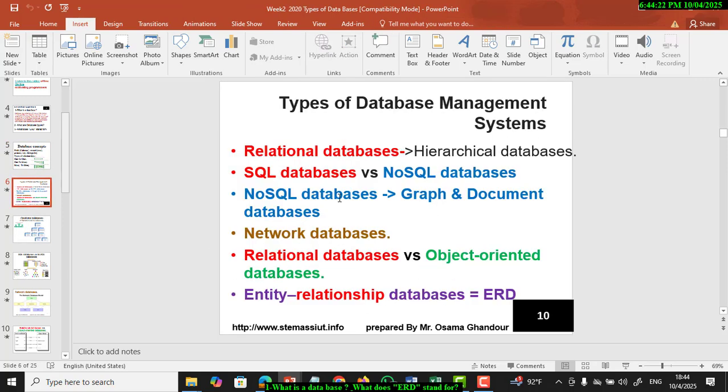So now we have the types of database management systems. We have relational databases, hierarchical databases. We have SQL databases and non-SQL databases. We have non-SQL databases, for example graph and document databases. Folders contain documents and so on, files, different types of files. Graph, which is the image and the graphs. Okay. Then we have network databases, and we have relational databases versus object-oriented databases.